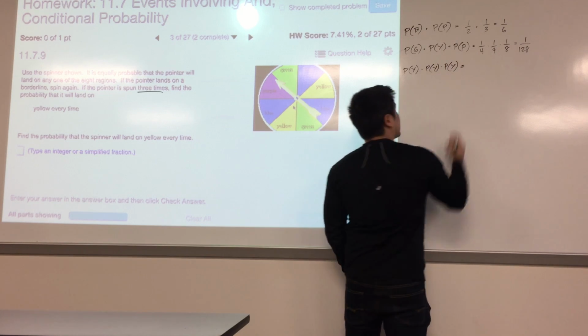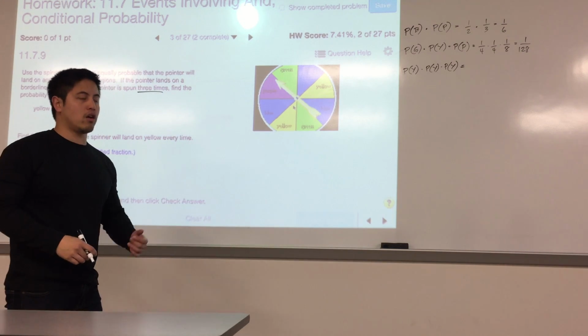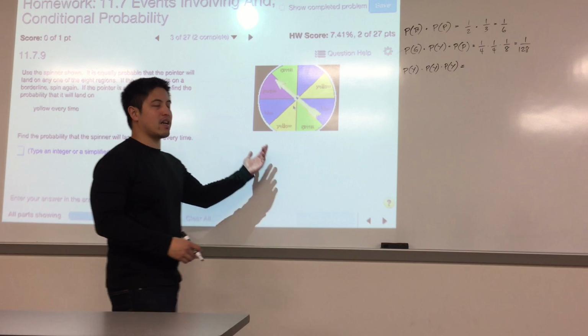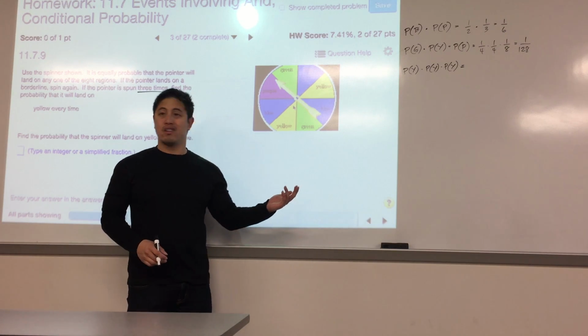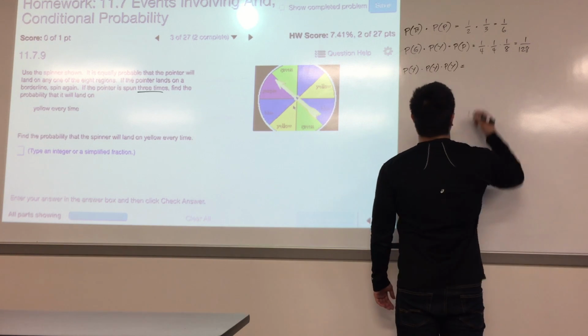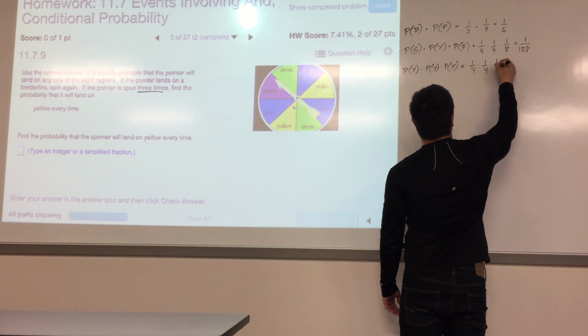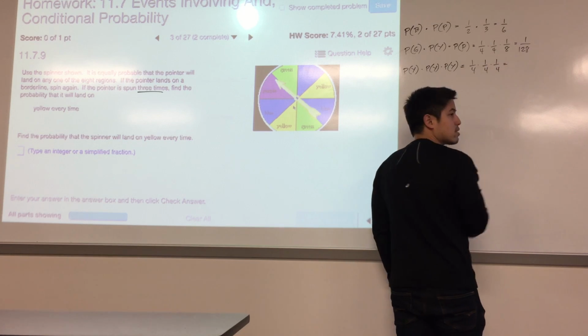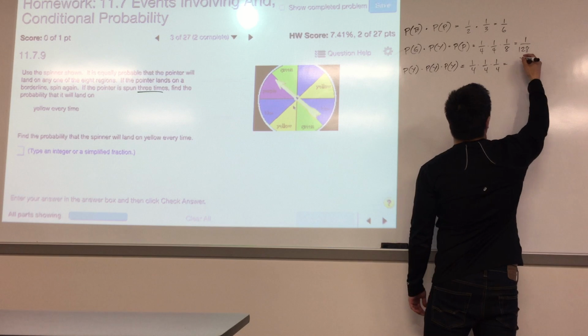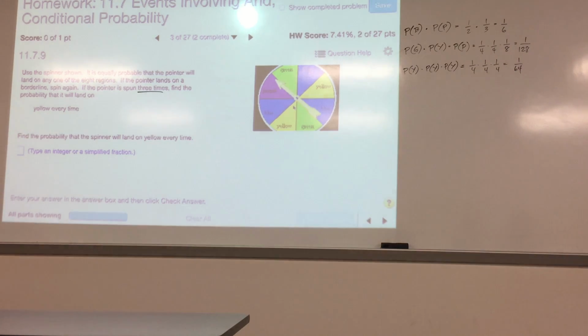Does that make sense, everybody? So you want the probability of yellow, and then another yellow, and then another yellow. Is this any more difficult than the previous ones? No. What's the probability of getting a yellow? 1/4. Times another 1/4. Times another 1/4. Does that make sense, guys? Okay, and so the answer would be what? 1/64. Okay, everybody got that? We okay?